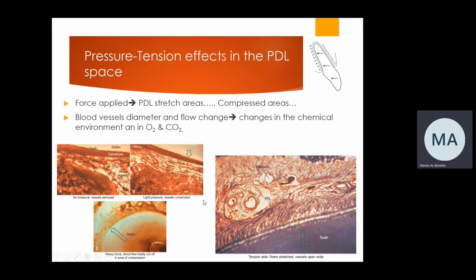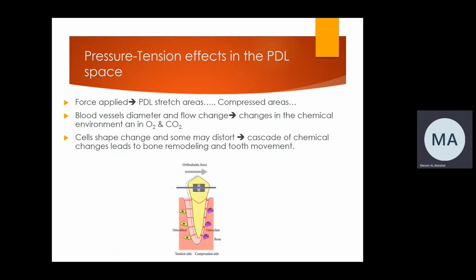Now, second, what happens is that the blood vessels' diameter and flow will change. Within the tension area, we will have the blood vessels dilating, and in the compressed area or the pressure area, the blood vessels will be constricted and the flow will reduce. This will result in changes in the chemical environment as the oxygen and carbon dioxide will change accordingly. Cells also will be affected. The cells' shape and activity will be affected, and it's different between areas where you have tension and areas where you have pressure. And you will end up having a cascade of chemical changes that leads to bone remodeling and tooth movement.